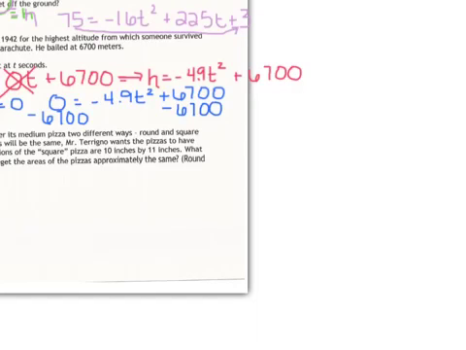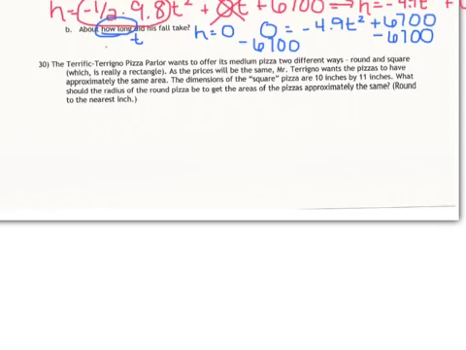Okay, one more on this page. The terrific Torigno Pizza Parlor wants to offer the medium pizza in two different ways, round and square, which is really a rectangle. I want you to look at the pizza you get next time you order a square pizza, and tell me if it's really a square, because it's probably not. The prices are going to be the same, so we want to make sure that the pizzas have exactly the same area, or at least approximately the same area, so no one is getting gypped here.